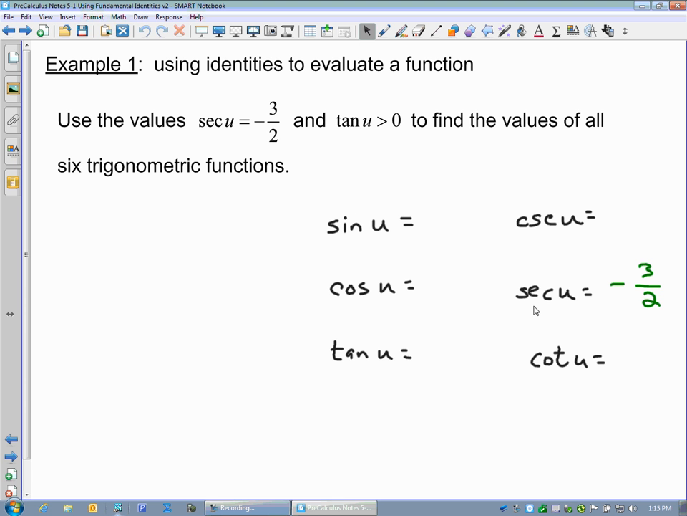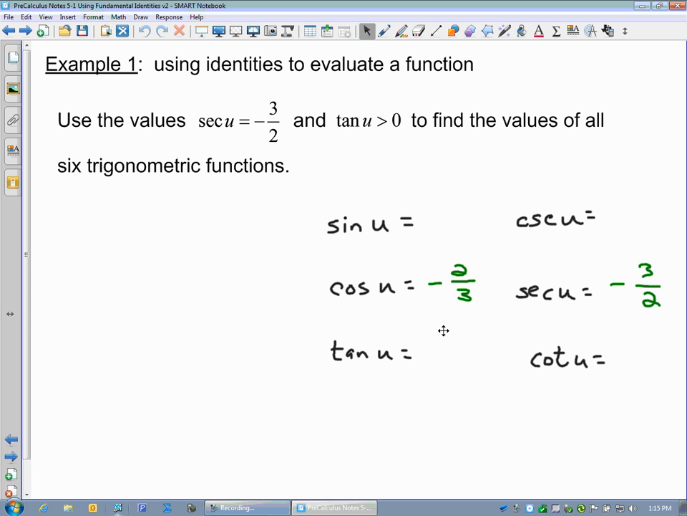But once we do know secant, we can automatically figure out what cosine is because they are reciprocals. Now, when you reciprocate, you're going to exchange the numerator and denominator, or in other words, flip the fraction over, but you're not going to change the sign. I don't want you to fall into that common trap. Reciprocation has nothing to do with positive or negative. It just means you're flipping the fraction upside down. So negative 3/2, when you reciprocate it, becomes negative 2/3.